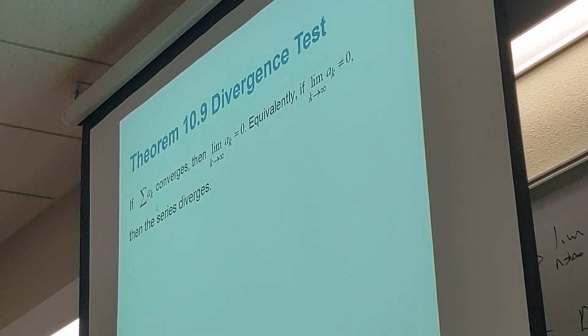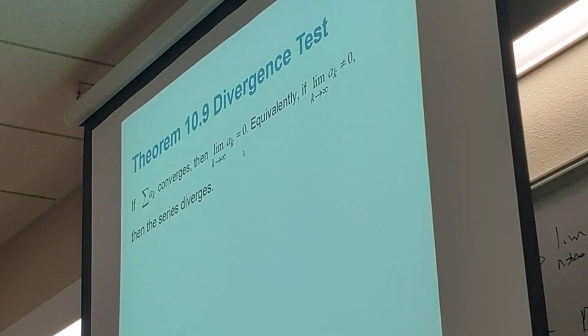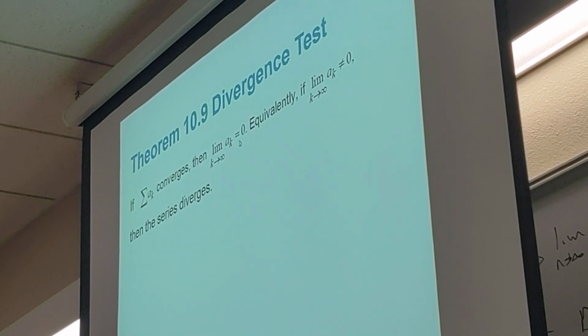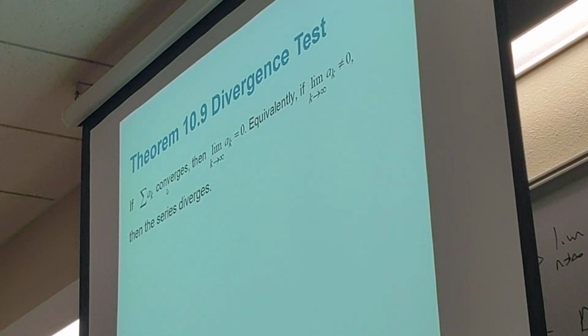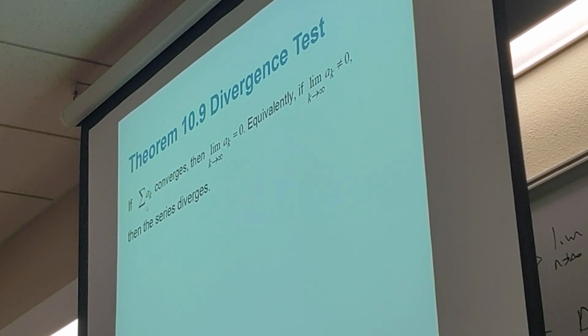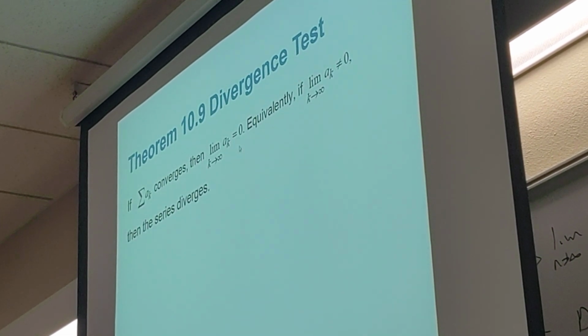If the limit of the sequence equals zero, the divergence test is inconclusive. If this part, where my mouse is pointing, is true, that does not mean this has to converge. We just saw an example where this part is true and this part diverges. So if this part equals zero, the divergence test is inconclusive. You don't know anything about that series. You have to work with it in a different way.